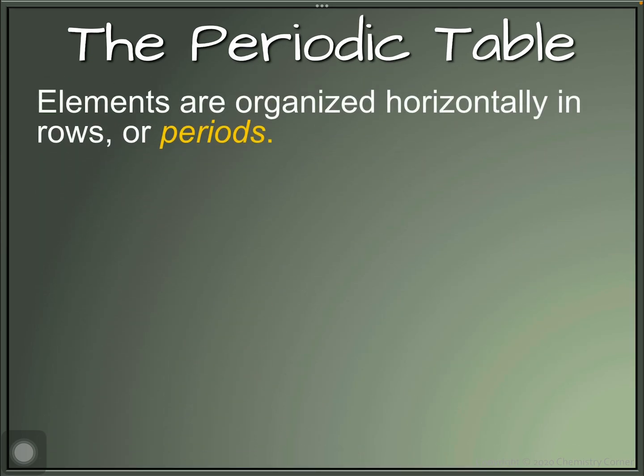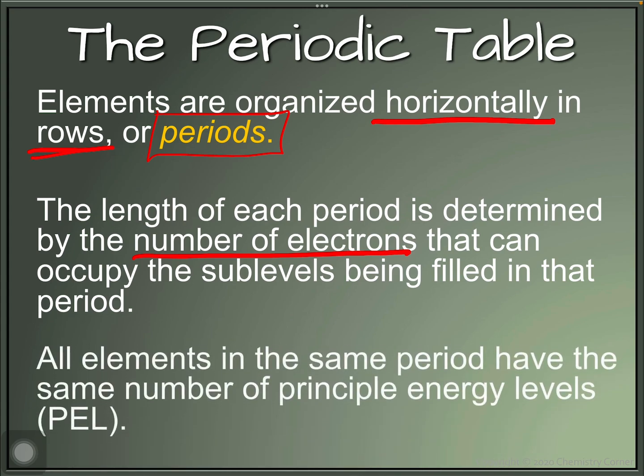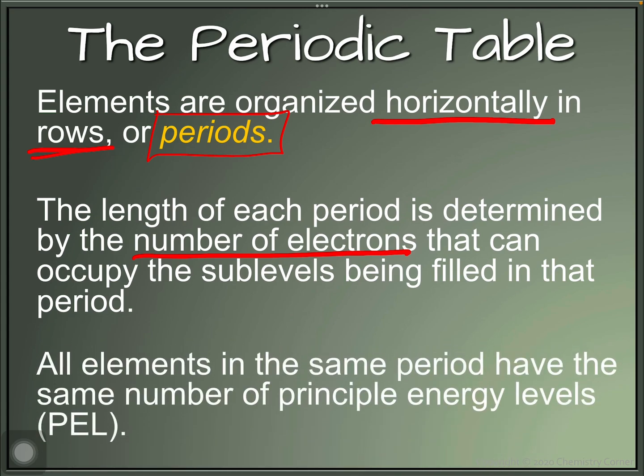So elements are organized horizontally in rows, and the special name for this is periods. Whenever we say periods, we're talking about the rows on the periodic table. And the length is determined by the number of electrons. So what does that mean? I'm going to show you with the periodic table.